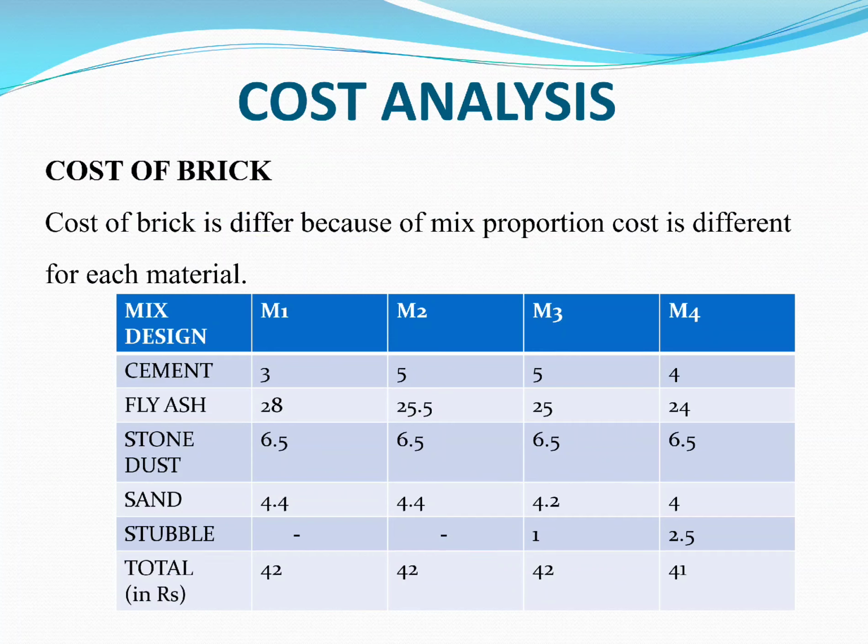Cost analysis. Cost of brick. The cost of brick differs because of the mixed proportion. Cost is different for each material. Total rate of M1 sample brick is 42 rupees, M2 brick rate is 42 rupees, M3 brick rate is 42 rupees, and M4 brick rate is 41 rupees.